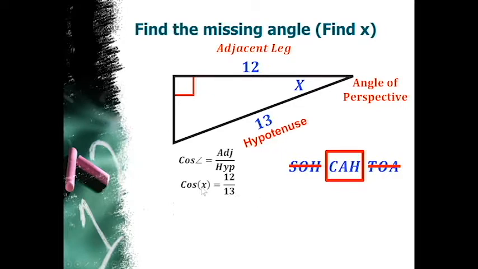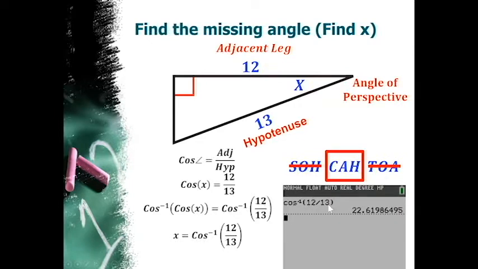To get the x out of the cosine function, we have to use the inverse function of cosine, which is the inverse cosine. So we're going to do the inverse cosine of both sides. Inverse cosine and cosine cancel each other out, giving you just the x. Now we're left to calculate the inverse cosine of 12 over 13. We type that into our calculator, and we get an answer of 22.619 and so on. So it's probably going to be a 22.62 degree angle.